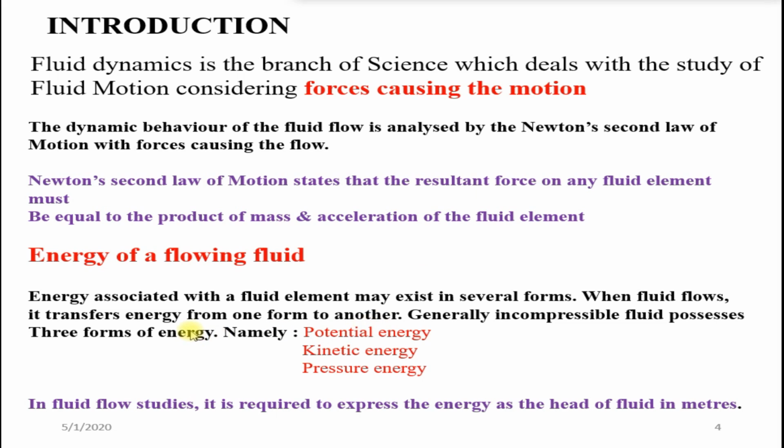Now we will see the energies associated with the fluid element, which may exist in several forms. Mainly, three energies are associated with the fluid element. They are potential energy, kinetic energy and pressure energy. In fluid flow studies, it is required to express the energy as the head of fluid in meters. That means we have to express potential energy in terms of potential head, kinetic energy in terms of kinetic head, and pressure energy in terms of pressure head. So that we will see now.